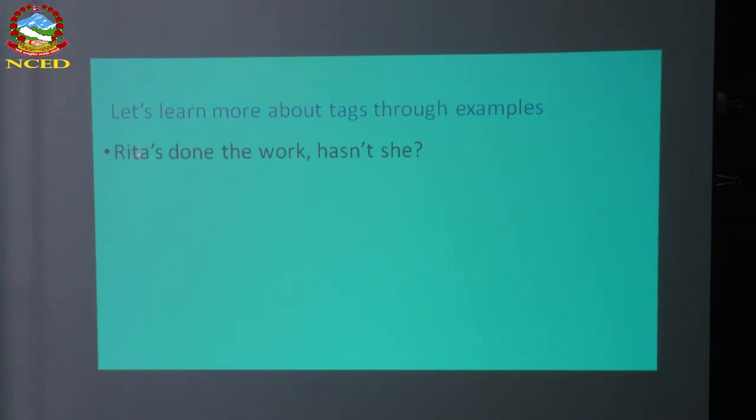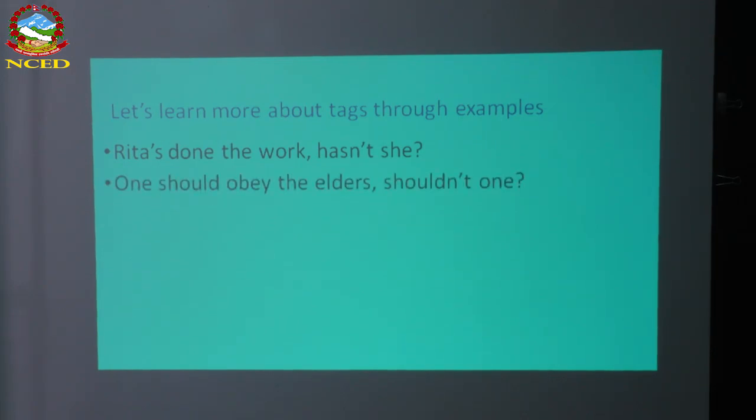It is "has" over here, right? Has, because there is verb 3, "done," after that. So after the apostrophe there is "done," that's why it is "has." So Rita has done the work, that's why here what is needed? "Hasn't she." And here "has" is an auxiliary verb, that's why "has" is repeated over here. Since it is a positive statement, the tag is negative. Alright, is your guess correct?